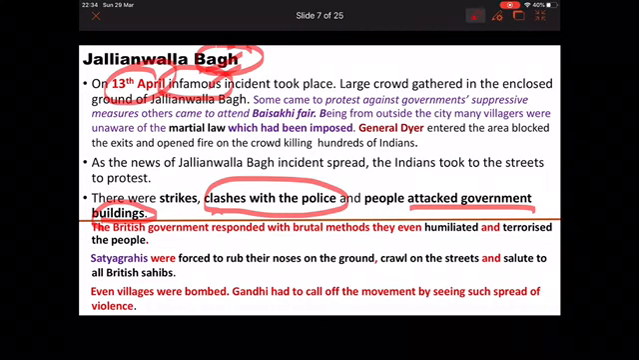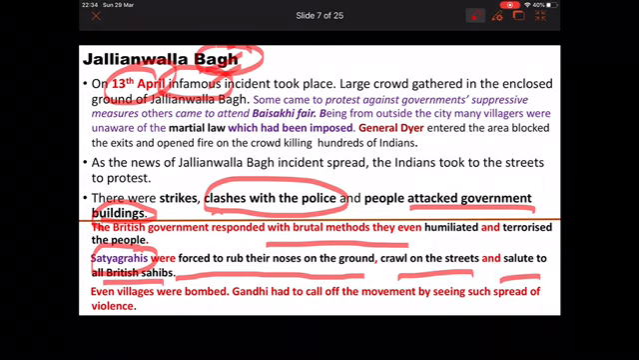This is very important, this particular Jallianwala Bagh slide. How did the British government respond? The British government responded with brutal methods. What are the brutal methods they used? Satyagrahis, look at this particular word. The Satyagrahis were forced to rub their noses on the ground, crawl on the streets, and salute the British Sahibs. So they were forced to rub their noses on the ground, which means they were treated like dogs, like how dogs sniff on the ground.